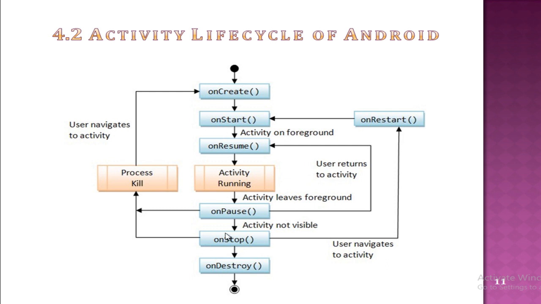Okay, so from the moment a particular activity is created and appears on the screen, to the moment it is hidden, it goes through a number of states. That is known as the activity life cycle. So here the states are running, paused, stopped and killed. These are the states, and these are the methods: onCreate, onStart, onResume, onPause, onStop, onDestroy and onRestart.